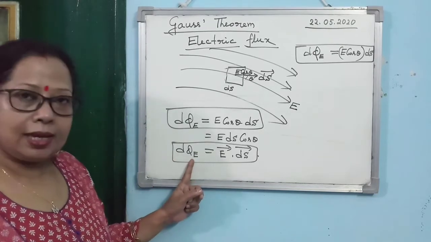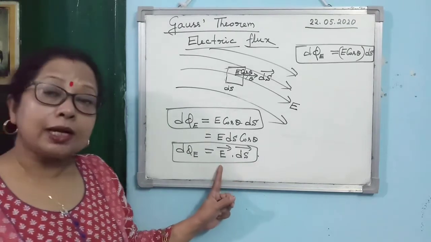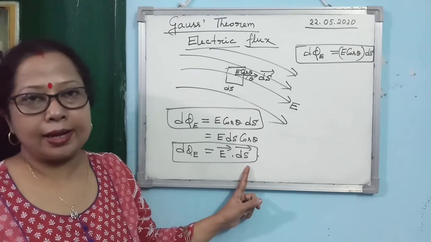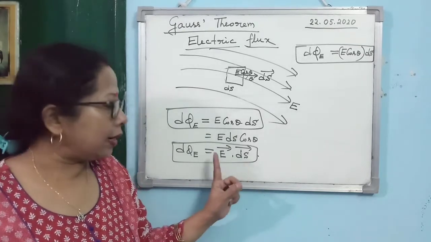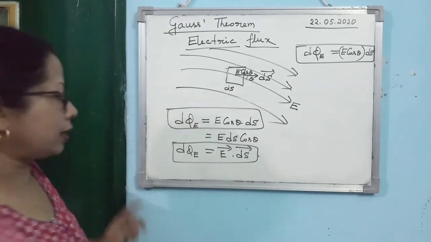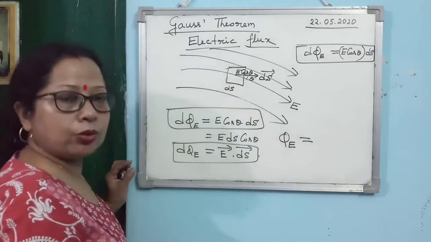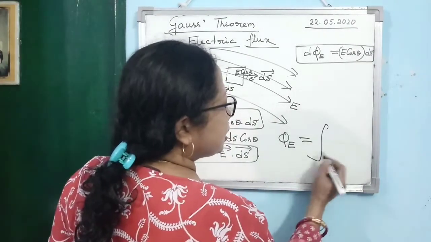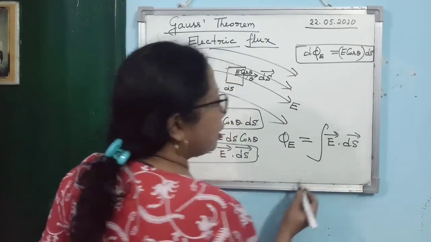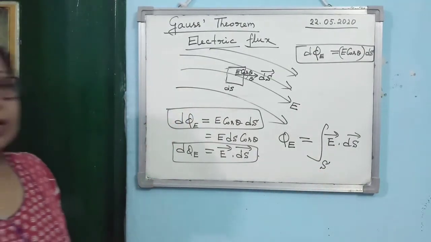So d phi E, the electric flux associated with the surface, is the dot product of the electric field vector and the area vector. It is the dot product of what? Electric field intensity and area vector. dS is what? The area vector. So if I want to find the entire electric flux through any surface, then according to the concept of calculus, what can you write? It is nothing but the integral of E dot dS, and the integration is over the surface. Clear to everyone?